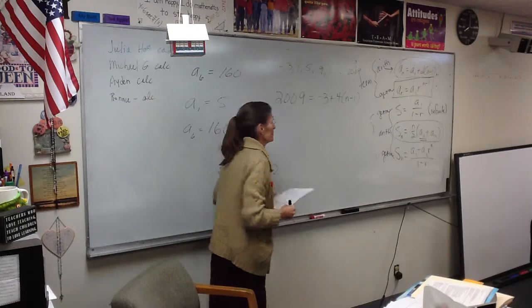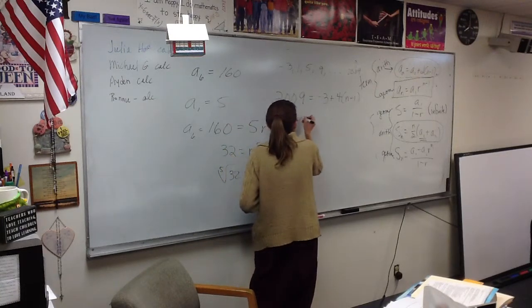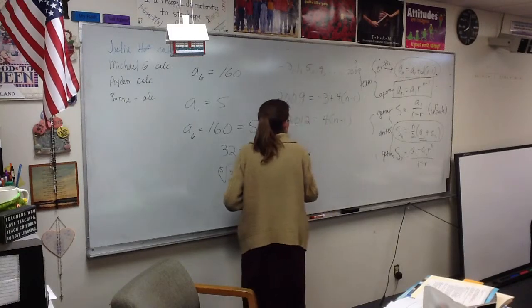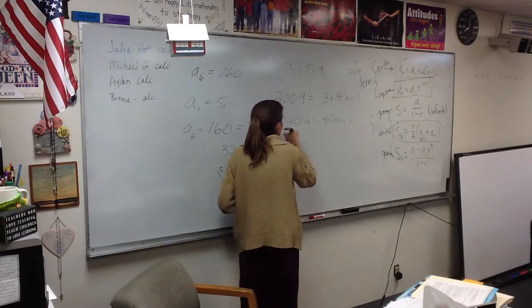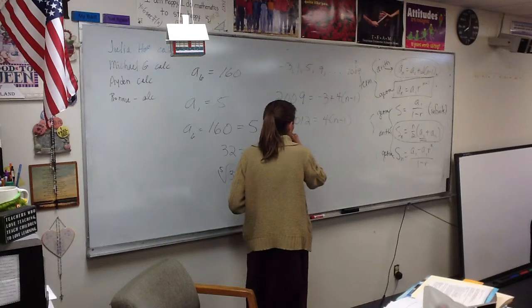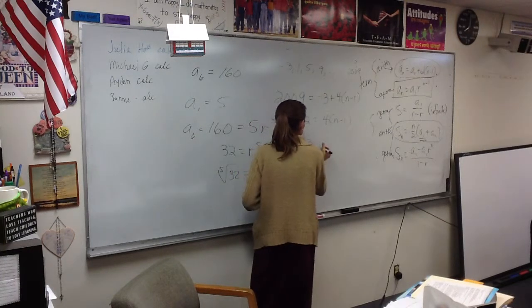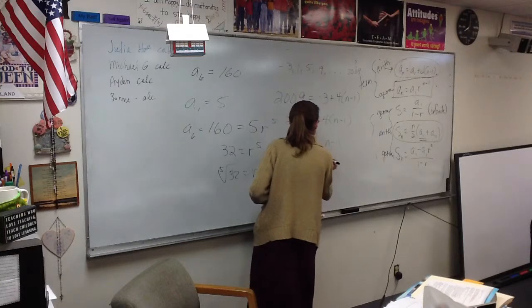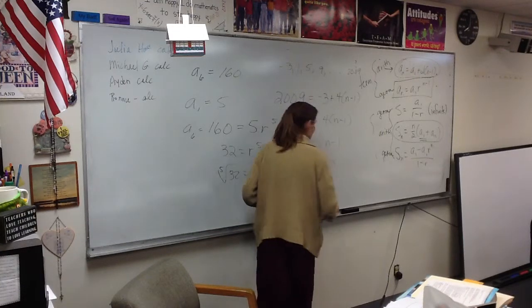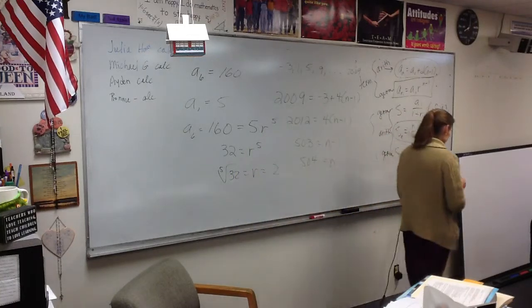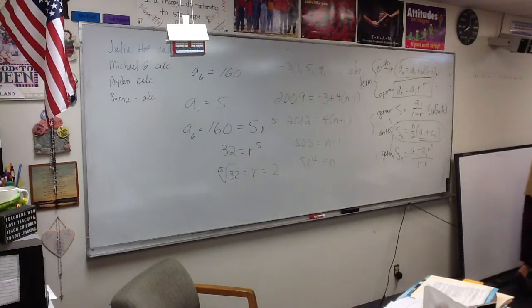All right. Add 3. Divide by 4. What's 2012 divided by 4? I should be able to do it. 503. So n equals 504. Tell me the answer to the question. Yes. Which term is it? 504. The 504. Can somebody tell me what would happen if it weren't a term?